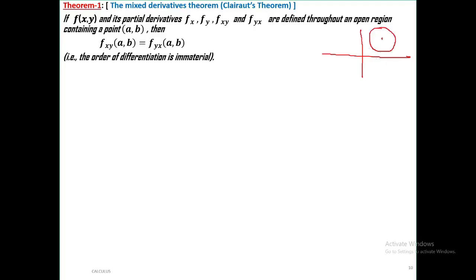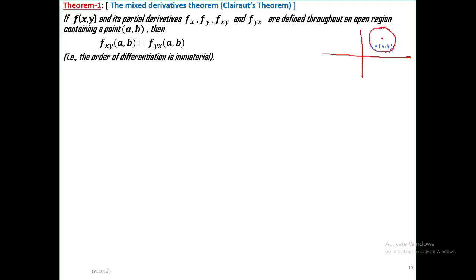Now this is a disk, and in this disk this point is a comma b. Look at it once again: these partial derivatives are defined throughout an open region containing a point a comma b. So this is a region, and it is an open region, therefore you write dot dot dot. The boundary is not included, only the inside portion. In this region a comma b is contained, so in this region these functions are well defined.